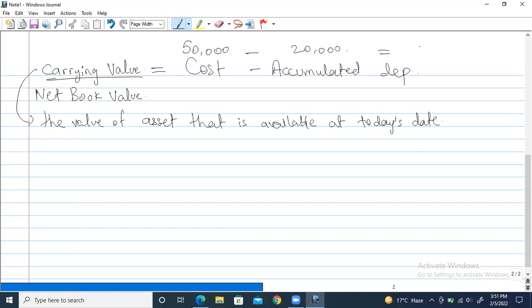So how much value is it today? It is 30,000. So right now the asset will be shown in the financial statements at 30,000. Each year assets are shown at the carrying value, not the cost. So its carrying value is exactly 30,000. We'll do the questions as well, and then you'll be further clear about this.